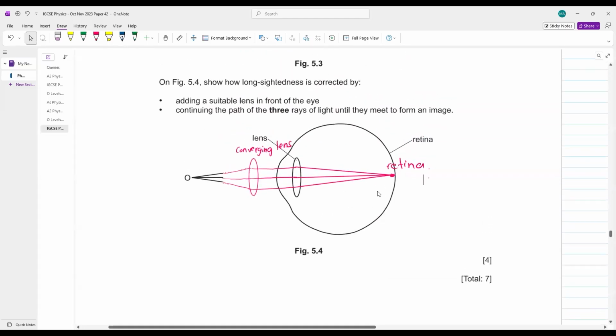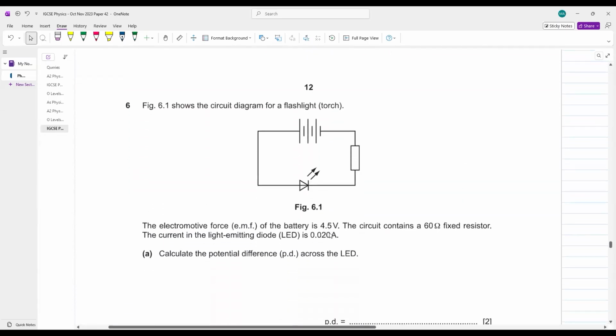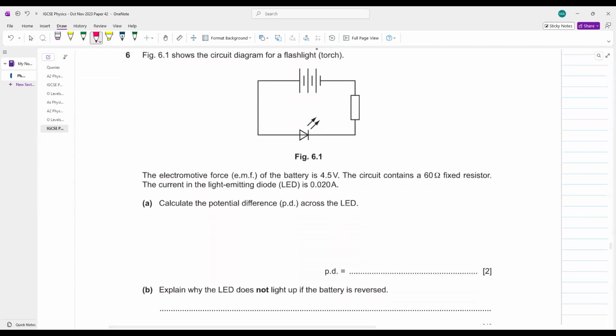The diagram sometimes goes 1 centimeter up or down just because it's digital, but I hope you get the idea. Figure 6.2 shows a circuit diagram for a flashlight. The electromotive force of the battery is 4.5 volts. The circuit contains a 60 ohm fixed resistor. The current in the light emitting diode is 0.02 ampere. Calculate the potential difference across the LED.